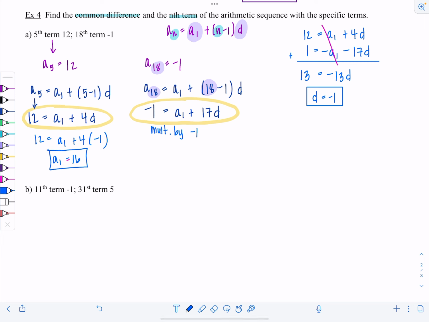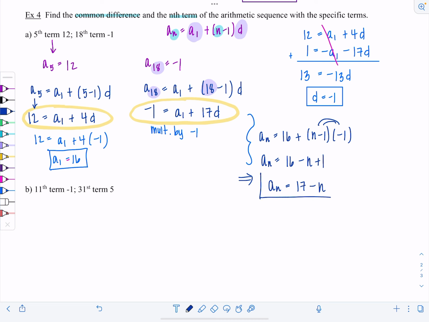All right, so now we're ready to put everything together. So now we have an equals a1, which is 16, plus n minus 1 times d, which is negative 1. Distribute. An is 16 minus n plus 1. So final answer, all cleaned up, an equals 17 minus n. All right, and did we answer everything? They wanted the common difference. Well, we already got that. D is negative 1 and the nth term right here.